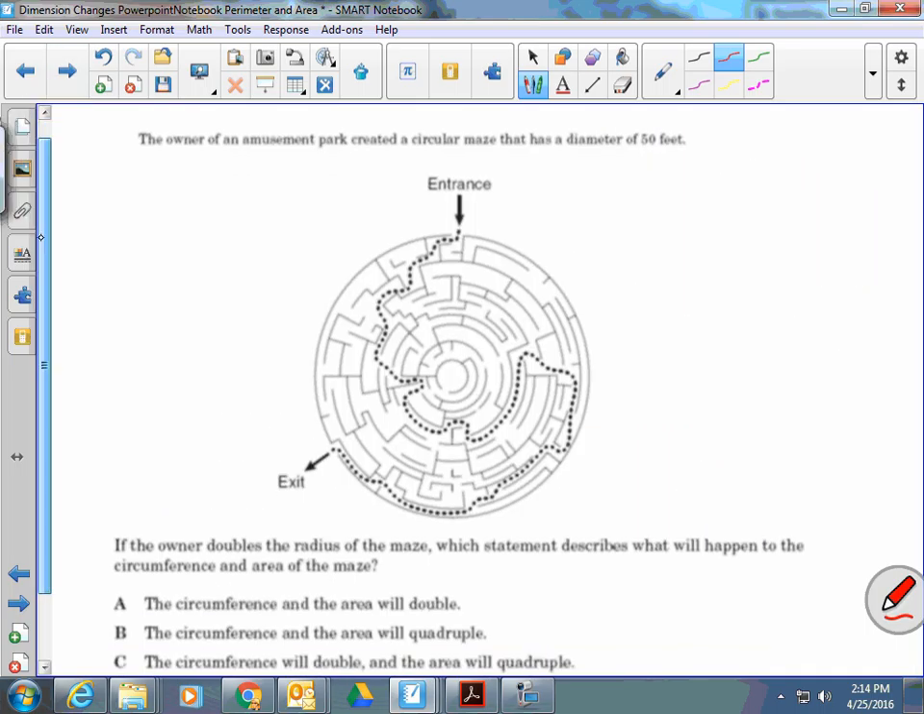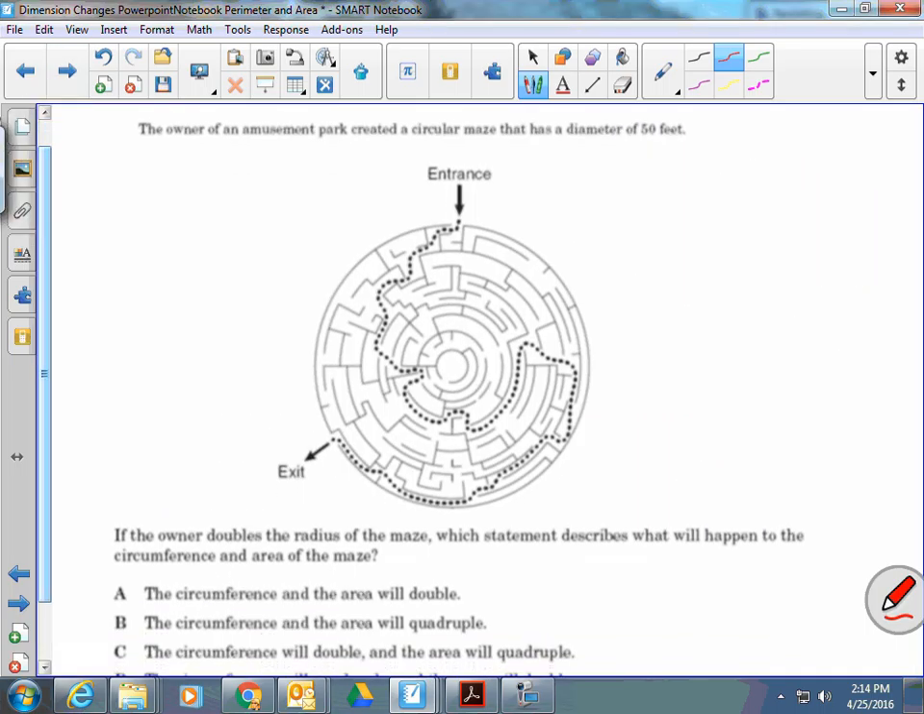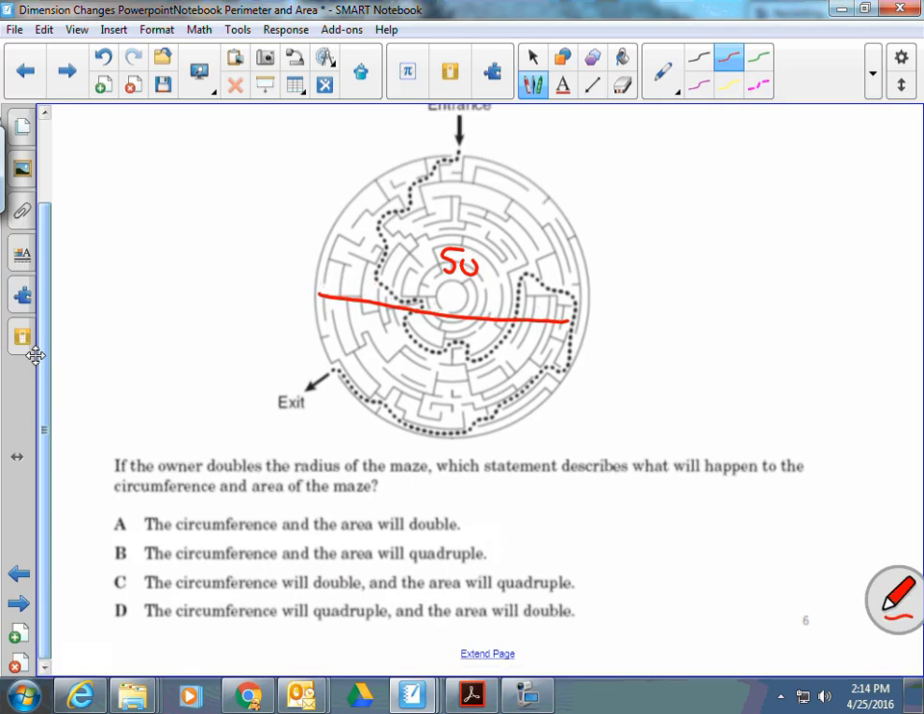Okay, I know that you can't read this in the way back of the class. It's basically saying that I have an amusement park and that the diameter is 50. It says that the owner is going to double the radius, and it wants you to describe what's going to happen to the circumference and what's going to happen to the area.